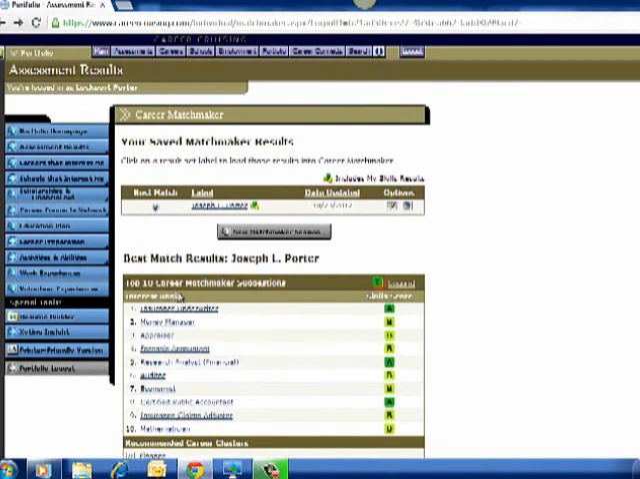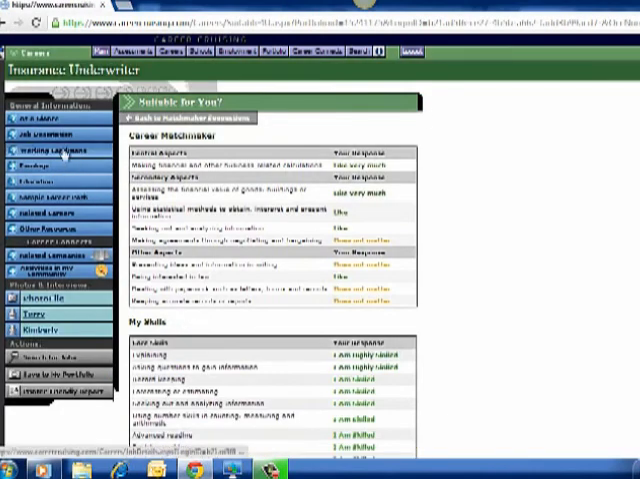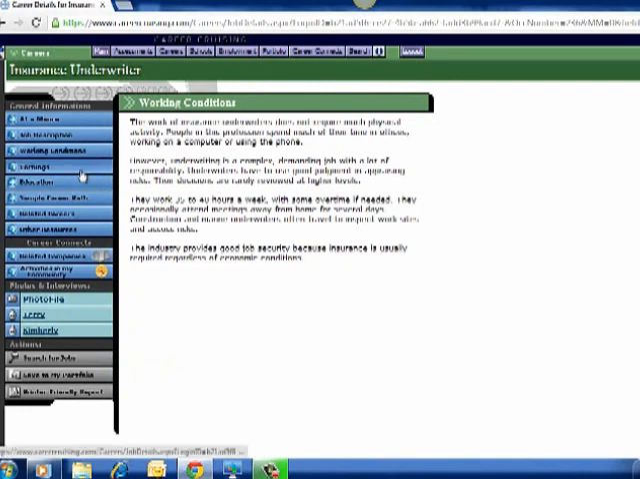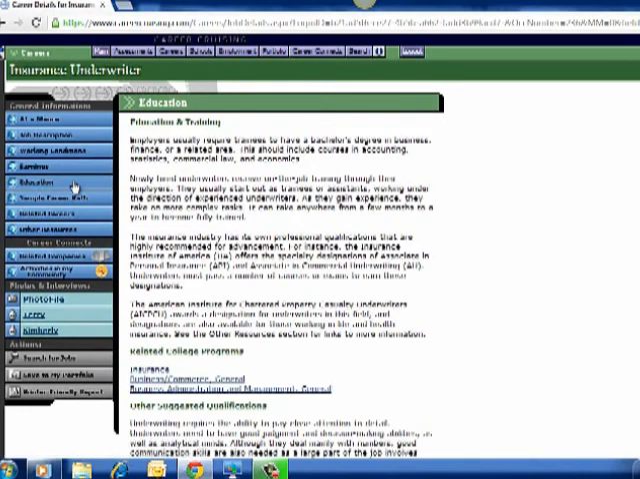So at the sidebar in blue, you would look at the job description. Here they talk about working conditions, earnings, educational attainment. What I'm focusing on tonight is the educational attainment and what you need as far as a degree in college in order to attain this career. So quite briefly, it demonstrates that you need to have a bachelor's degree in business for this career. And then it shows related college programs, or in other words, related majors.